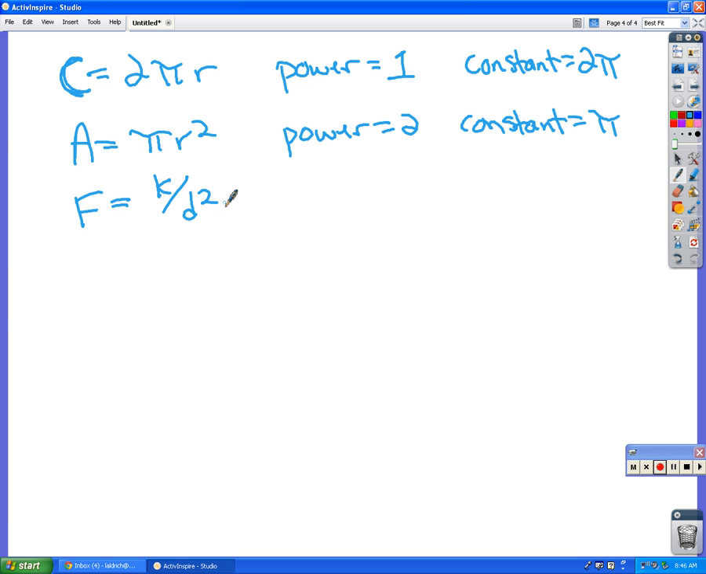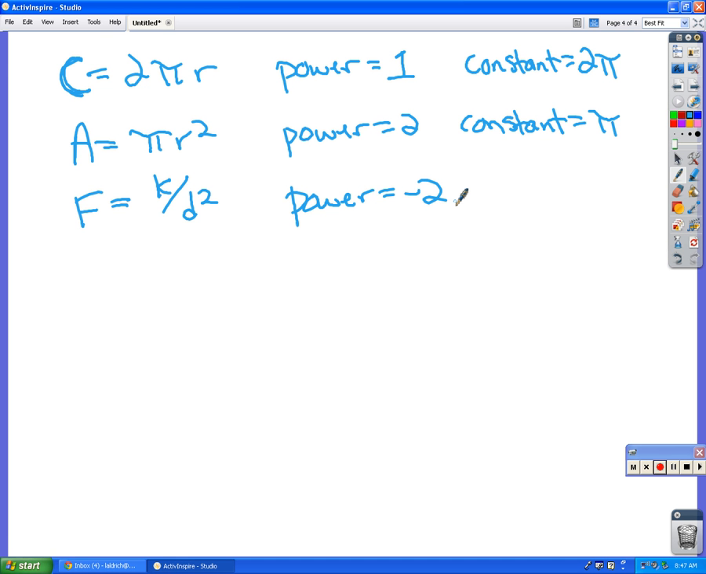And so what is the power in this case? Negative 2, because it's on the bottom.